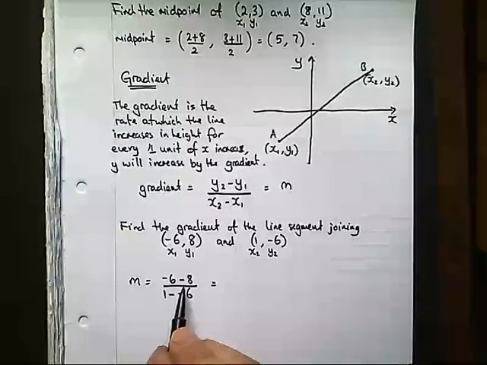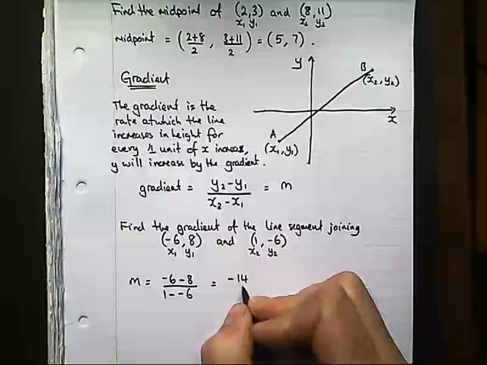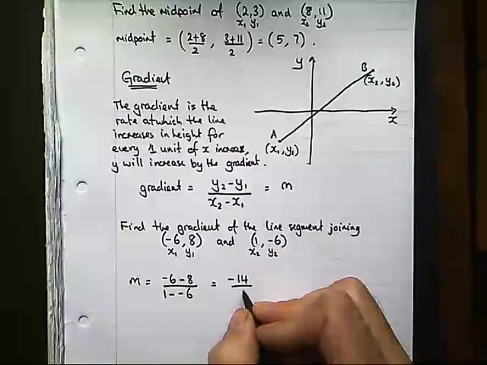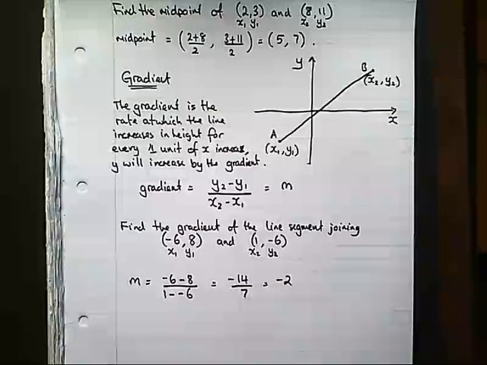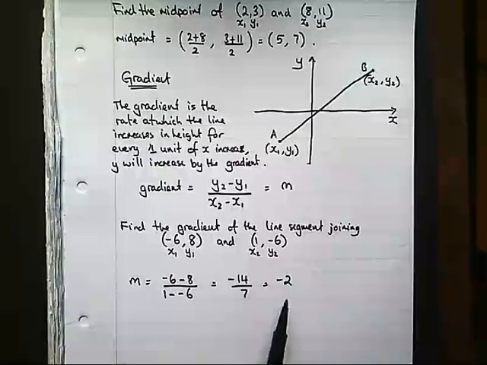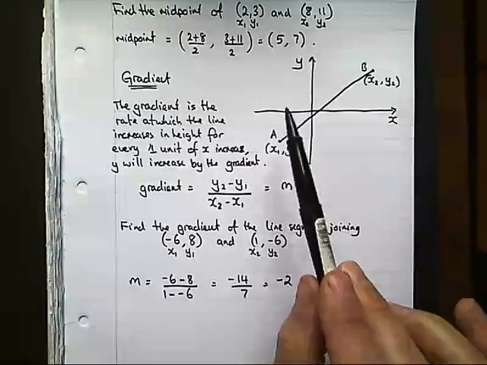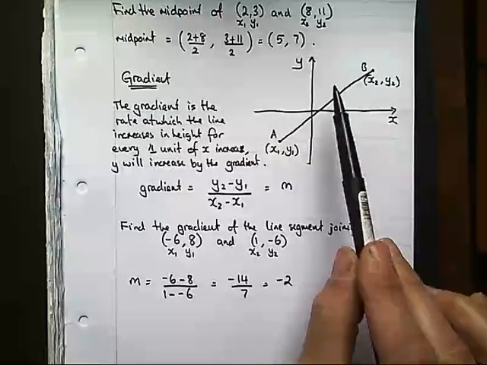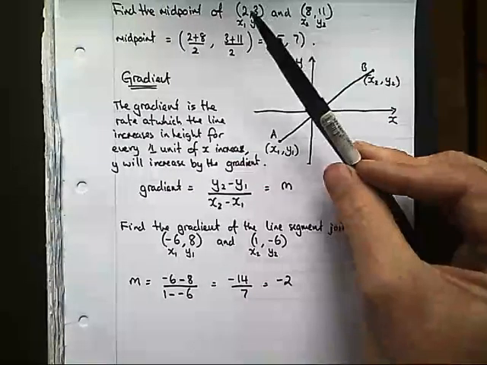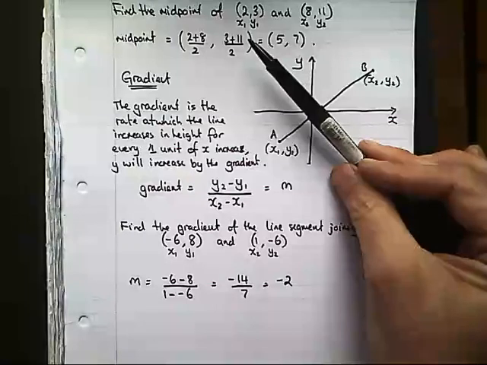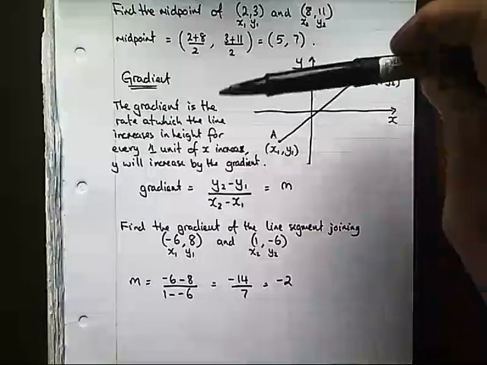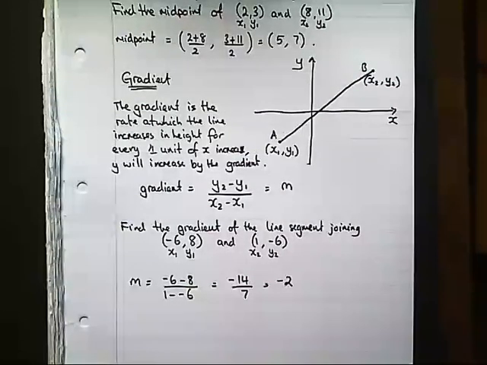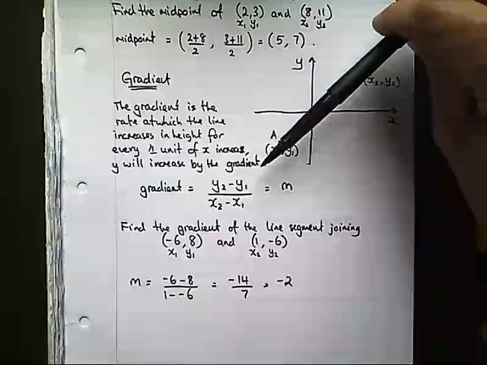So we've got -6 minus 8, which is -14. 1 plus 6 is 7. -14 divided by 7 is -2. So the gradient of the line joining these 2 points is -2. We haven't seen a minus before. A minus just means that for every time we increase in x, it goes down by 2. So what we'd actually have is a line going down from left to right. So a negative number means it's going to be going down from left to right. A positive number means it's going to be going up from left to right.